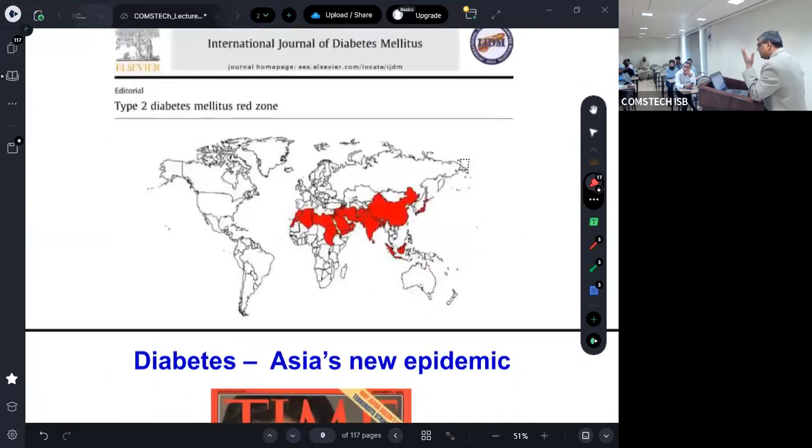As I told you, in total number of people with diabetes, China has 140 million, India more than 100 million, Pakistan 33 million, and Bangladesh 13 million. Considering Asia, there is the maximum number of diabetes in Asia. 60% of people with diabetes are living in Asia. Therefore, type 2 diabetes has Asia in the red zone. Pakistan is in the red zone.